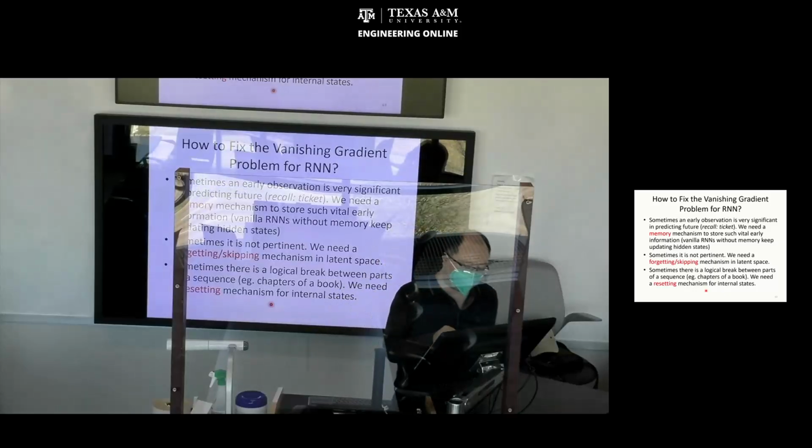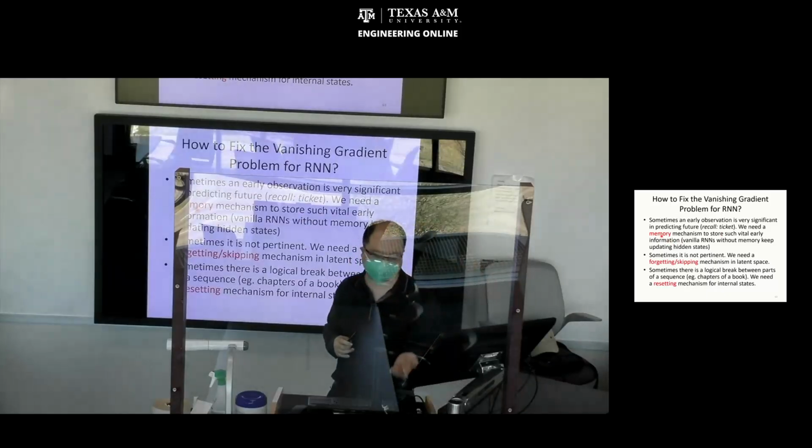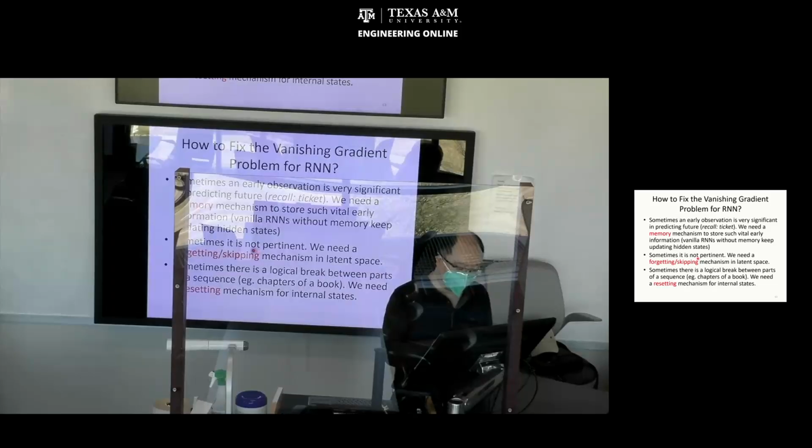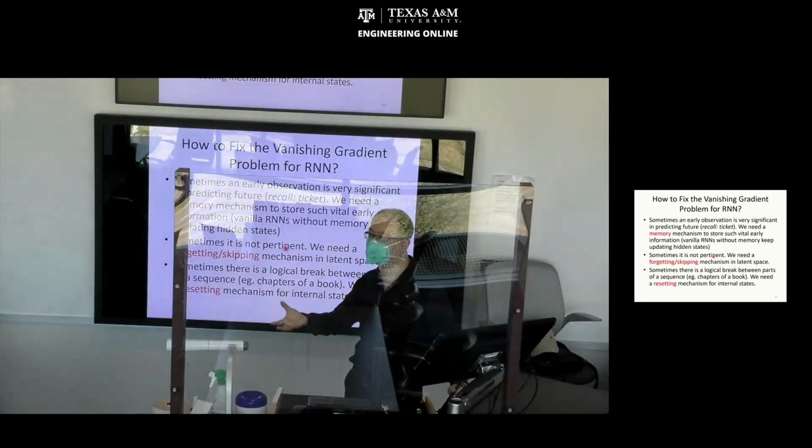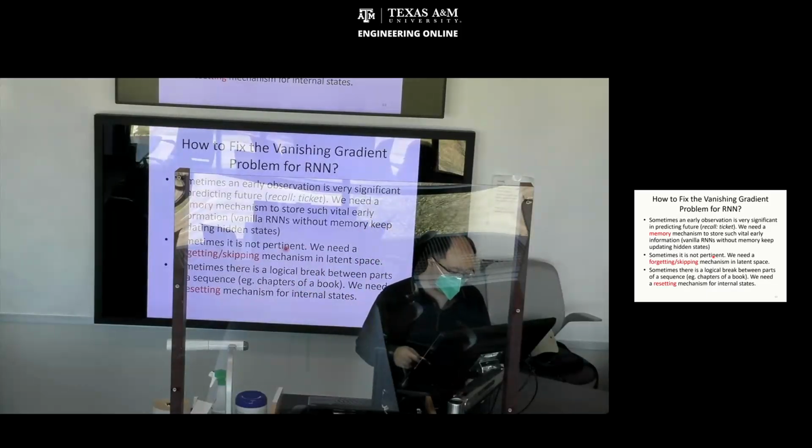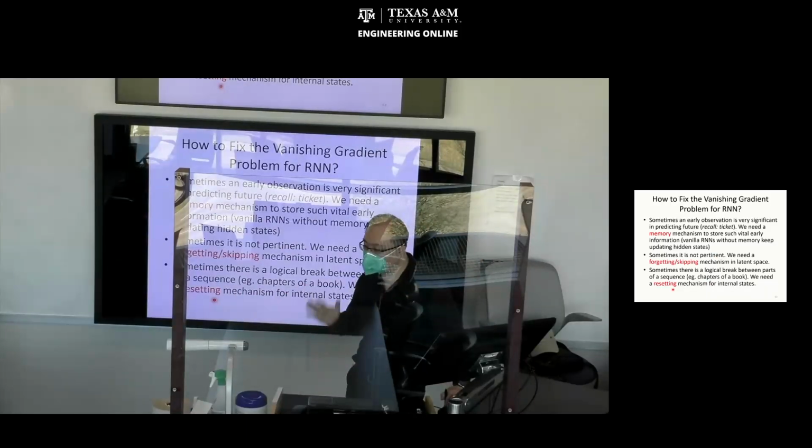So you need some memory to store the distant or earlier information. You need some memory mechanism, you need to remember something. Then you also need to forget something that is not pertinent. The writer of the books is much more recent, but it's not that important. And then sometimes you need to reset the memory for the internal states. That is exactly what LSTM is doing. So next time, let's talk about LSTM and then GRU. We'll finish that, and then talk about language models a little bit.